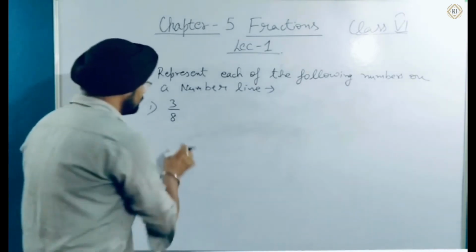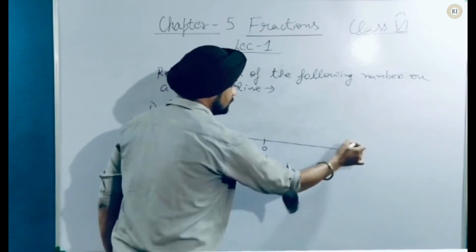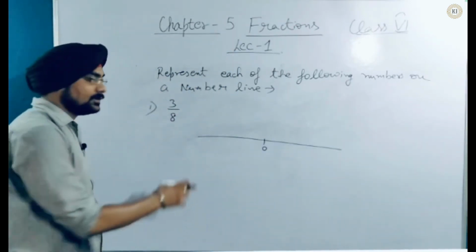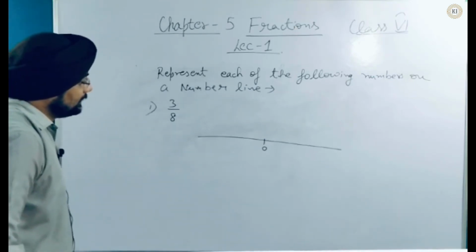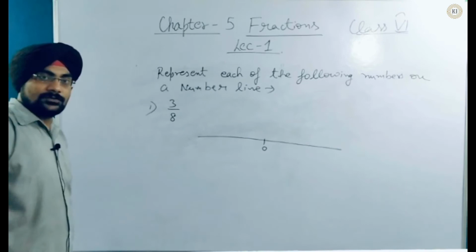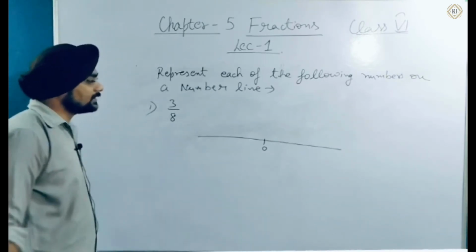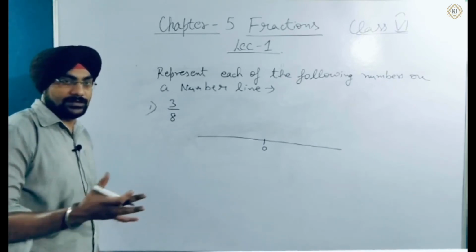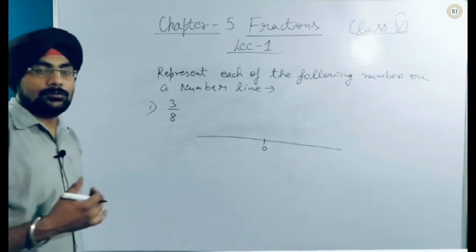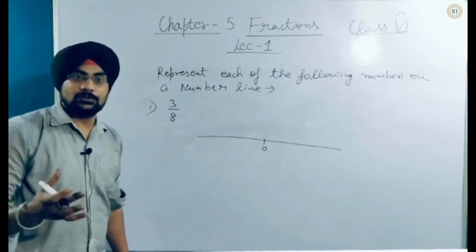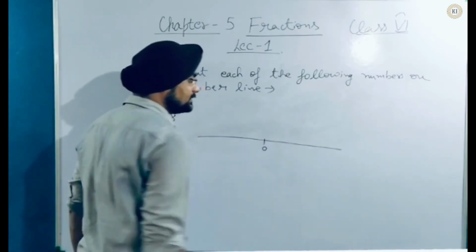So see here, in the number line we know that the middle part will be 0. On the right hand side will be positive numbers. On the left hand side will be your negative numbers. Now you will see that 3 upon 8 is our proper fraction. When you convert a proper fraction into decimals, it will always come between 0 and 1. It means this will be 0 point something, so the value is greater than 0 but less than 1. So between 0 and 1 this number will lie.